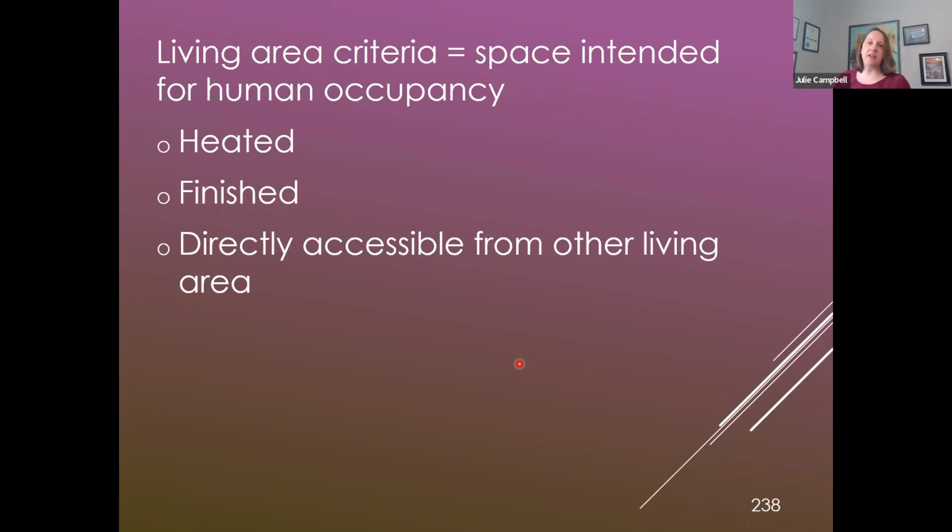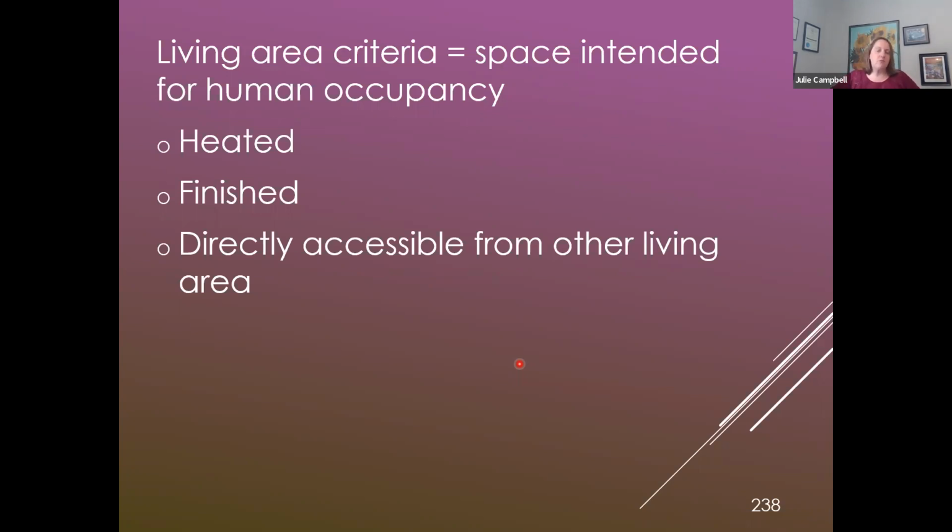The space needs to be finished with generally acceptable building practices, walls, floors, and ceilings. We're not looking at studs. We're not looking at plywood on the floor. We're not looking at rafters in the ceilings. The space is complete. The booklet tells us that in order for us to count it, it has to have a ceiling height of at least 7 feet. So we have finished walls, floors, and ceilings with a ceiling height of at least 7 feet.